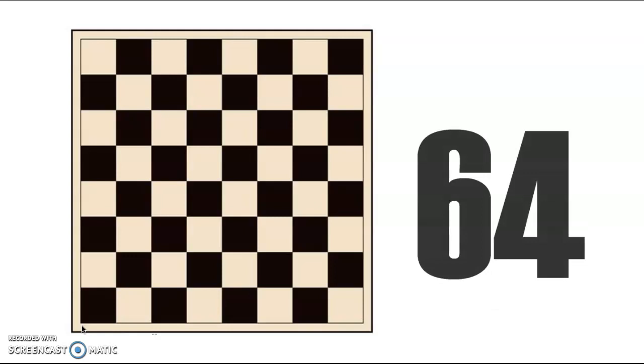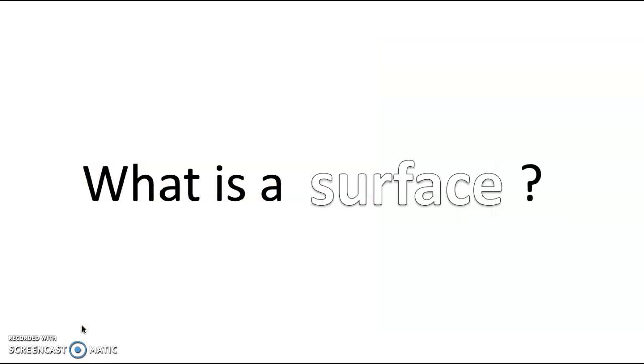Awesome, thank you. We are going to come back to the chessboard later, but for right now, I want you to think about this next question. It says, what is a surface? Think about that for a moment. What is a surface? Well, a surface is the top or the outside of an object.